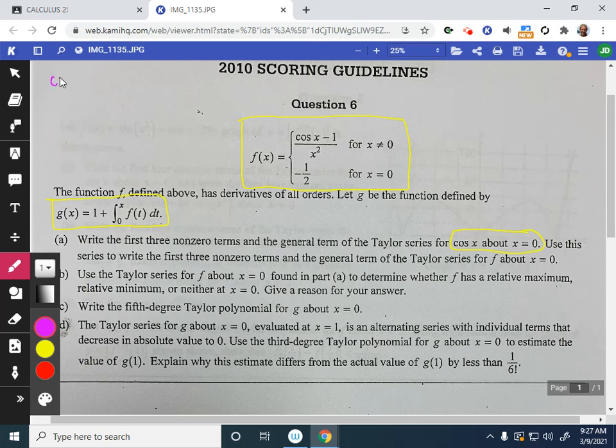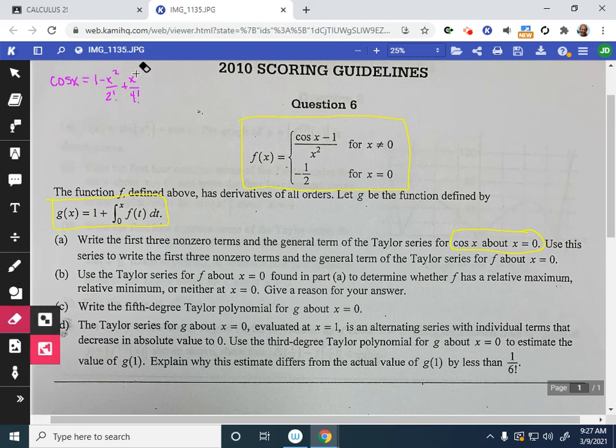Cosine of x, we know the series for. Cosine of x is the evens. We start with 1. 1 minus x squared over 2 factorial plus x to the 4th over 4 factorial. Write the first 3 non-zero terms. There we go. And the general term. The general term.